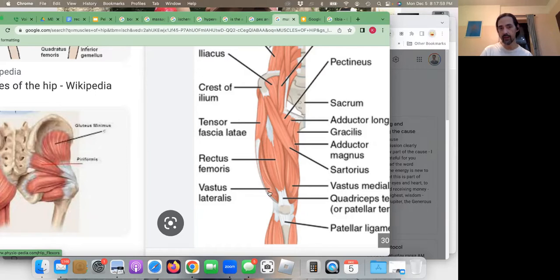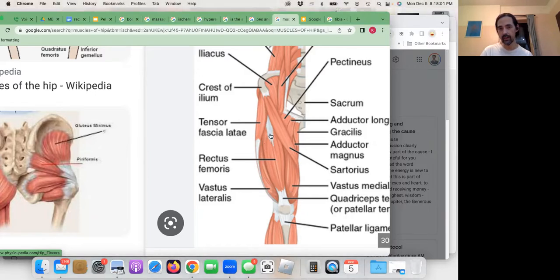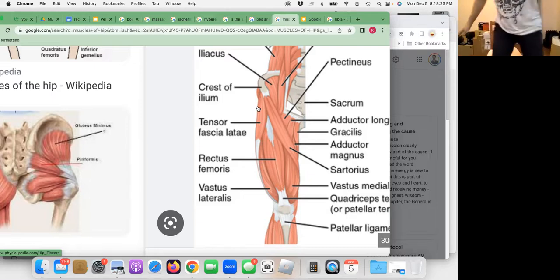Then there's the vastus lateralis on the other side. And the rectus femoris. There's a shallow, superficial and a deep rectus. And then there's the tensor fascia lata, one of my favorite muscles. Tensor fascia lata, which externally rotates and also abducts and flexes the hip. So I love this muscle because it does so much, and it's small.